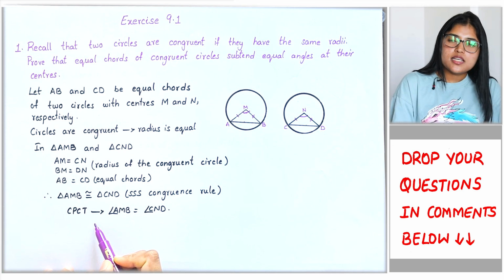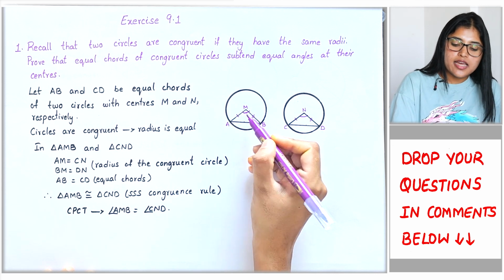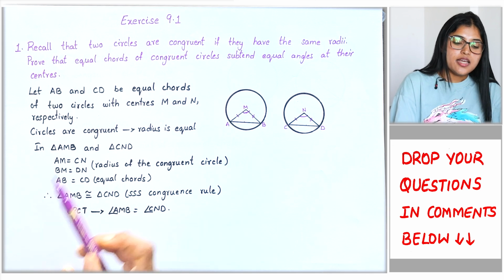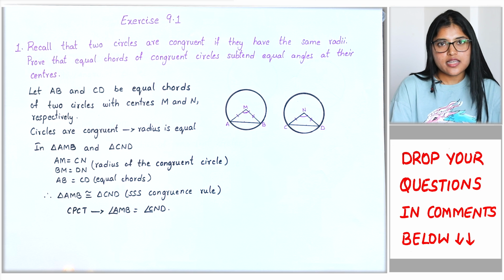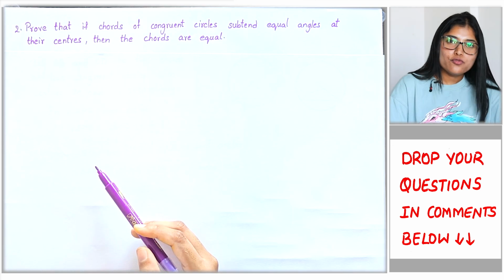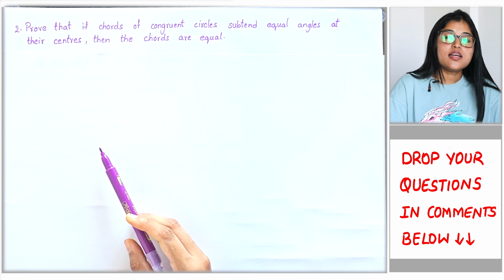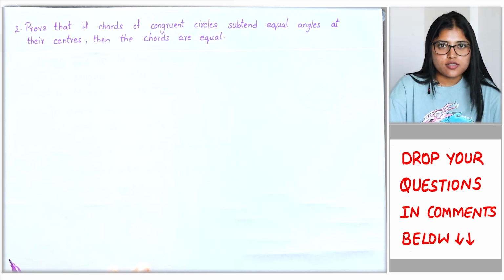So from CPCT, that is corresponding parts of congruent triangles, I can say that angle AMB and angle CND are also equal to each other, which has proven that equal chords of congruent circles are subtending equal angles at their centers. The second question says, prove that if chords of congruent circles subtend equal angles at their center, then their chords are equal. So this is kind of the converse of the first question that we saw.